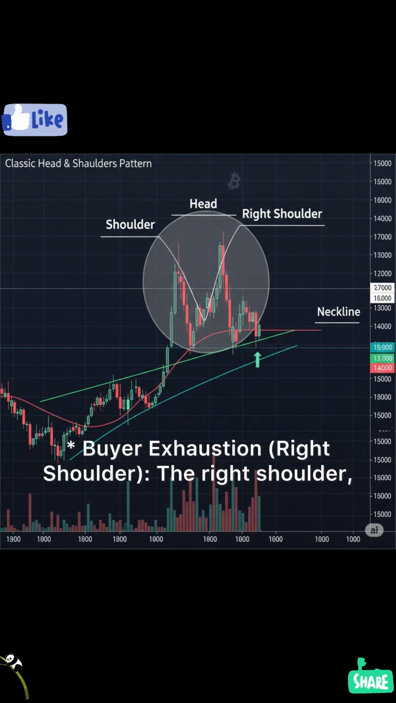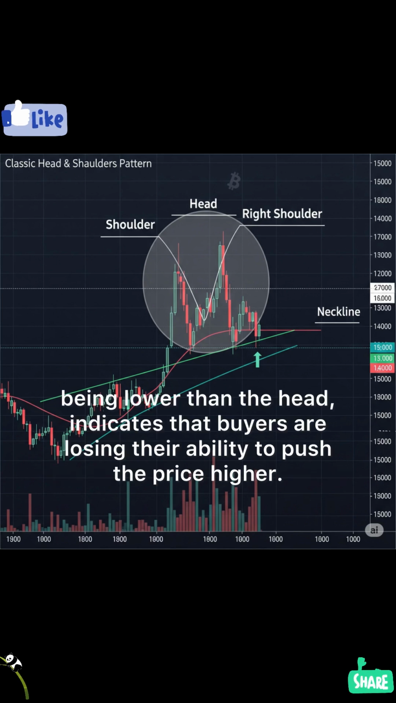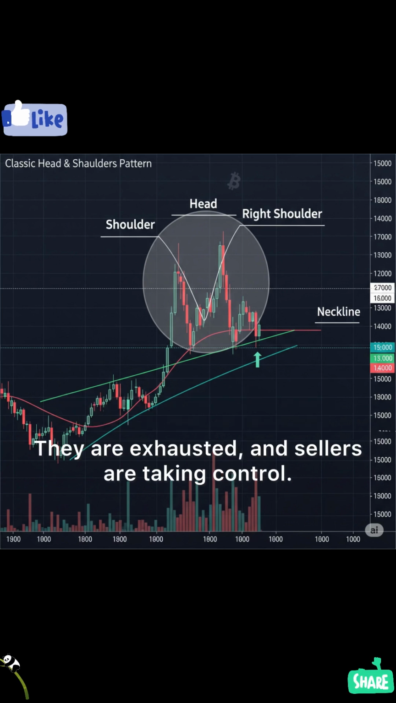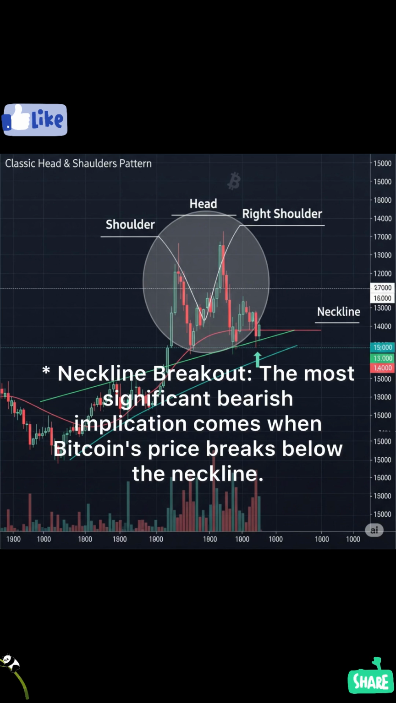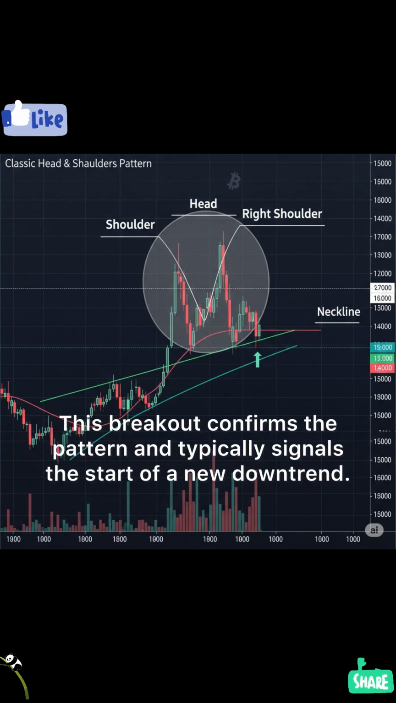Buyer exhaustion, right shoulder: the right shoulder, being lower than the head, indicates that buyers are losing their ability to push the price higher. They are exhausted, and sellers are taking control. Neckline breakout: the most significant bearish implication comes when Bitcoin's price breaks below the neckline. This breakout confirms the pattern and typically signals the start of a new downtrend.